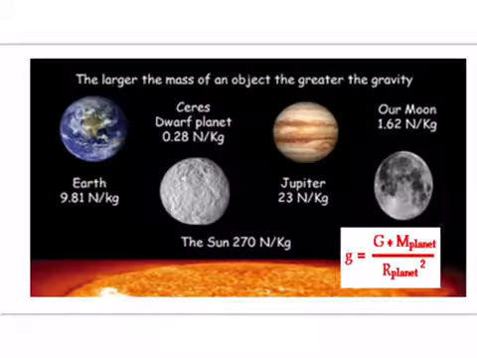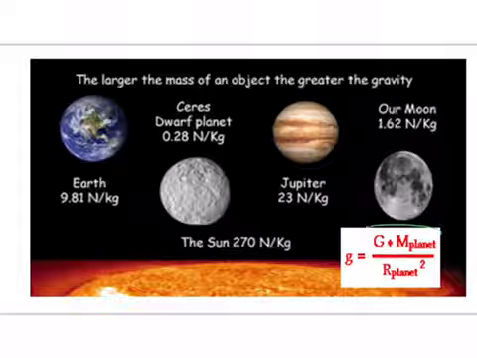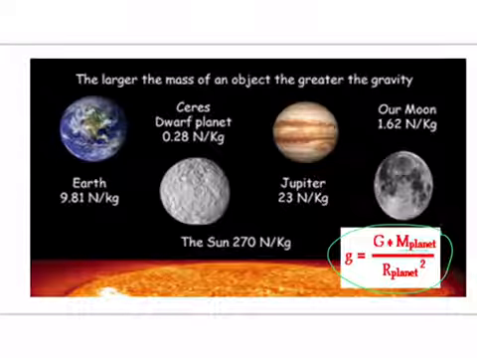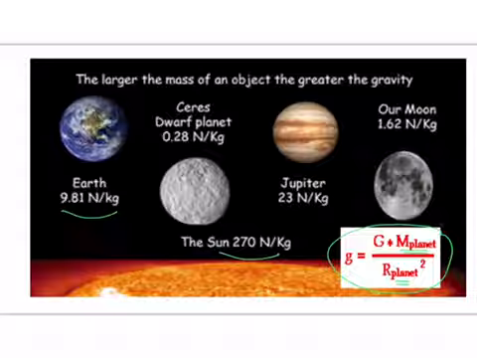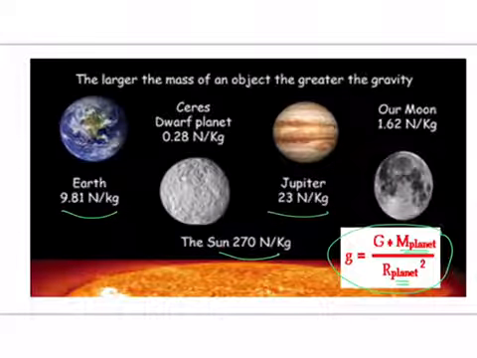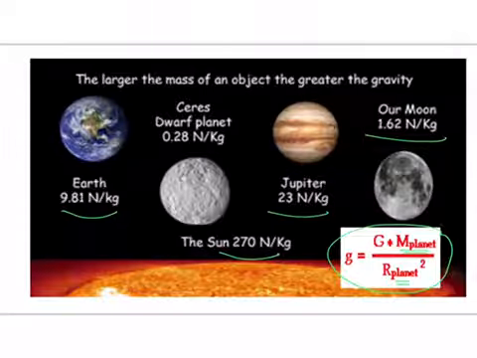From the formula, the gravitational acceleration depends on the mass of the planet and its dimension, the radius of the planet. So the larger the mass of the planet, the greater its gravity. The earth has a gravitational acceleration of 9.81. The sun has 270, Jupiter 23, and our moon approximately 1 over 6 of our earth.